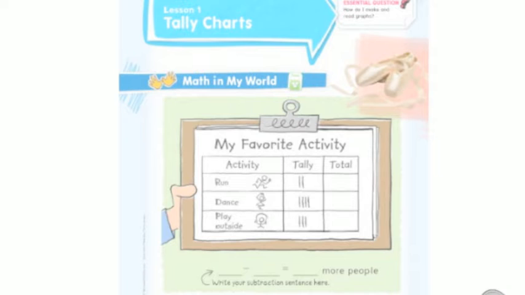So next to run, there are 2 tallies. That means that a total of 2 people like to run. So you would write a 2 in that box. For dance, there are 4 tallies. So you would write a 4 in that total box. And for playing outside, there are 3 tallies. So you would put a 3 in that total box.